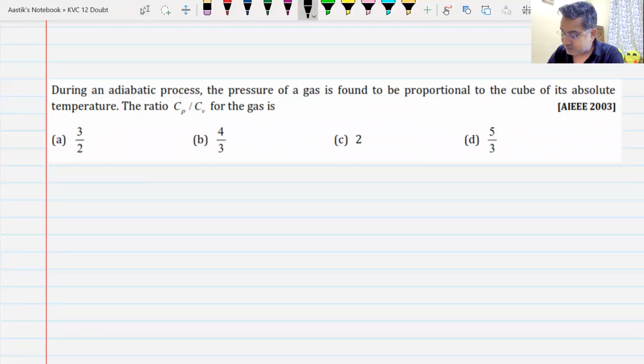The question is right there on your screen. Question number 1. During an adiabatic process, the pressure of the gas is found to be proportional to the cube of its absolute temperature. The ratio of Cp by Cv of the gas is. This is an adiabatic process happening.